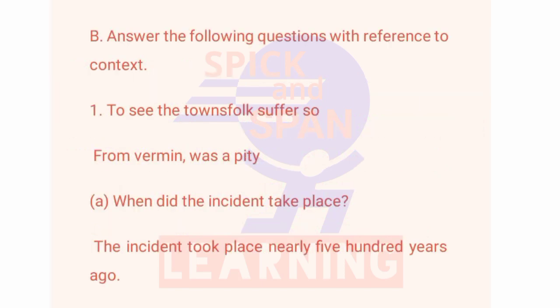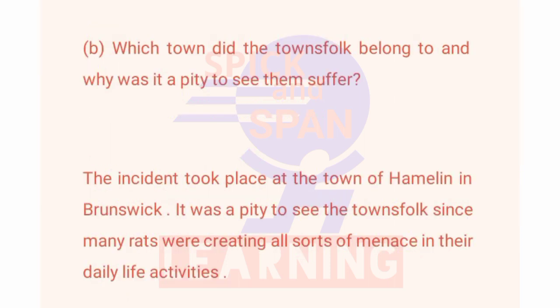Question number B. Answer the following questions with reference to context. 1. To see the townsfolk suffer so from vermin was a pity. Question A. When did the incident take place? Answer. The incident took place nearly 500 years ago. B. Which town did the townsfolk belong to and why was it a pity to see them suffer? Answer. The incident took place at the town of Hamelin in Brunswick. It was a pity to see the townsfolk since many rats were creating all sorts of menace in their daily life activities.